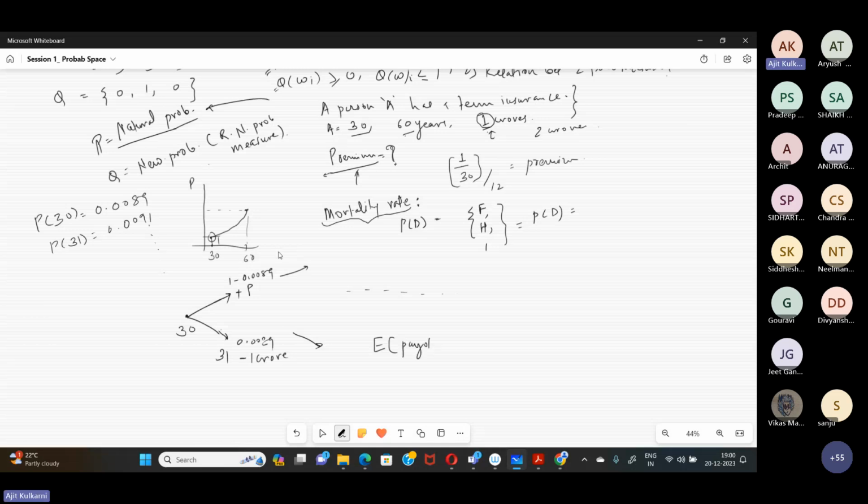Now, what should I set this expected payoff to? Hello? What is the expected value of this payoff? 1 crore? No. 1 crore, that payment is already happening here, and the premium is happening here. So the expected payoff has to be zero. Correct?